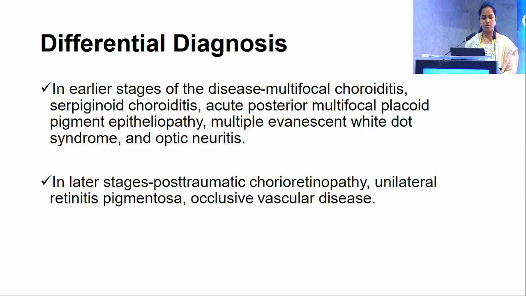In serpiginoid choroiditis, we should consider it as a differential in a TB endemic country, but there are no evanescent lesions in serpiginoid choroiditis, and there will be a scar with activity seen at the edge of the scar, with or without hyperpigmentation. In the later stages it should be differentiated from post-traumatic chorioretinopathy, unilateral RP, and occlusive vascular disease.